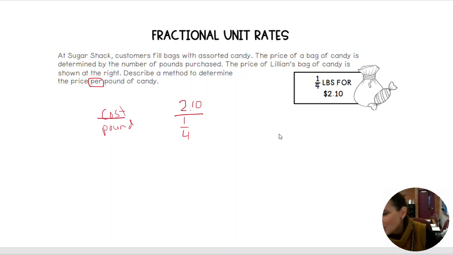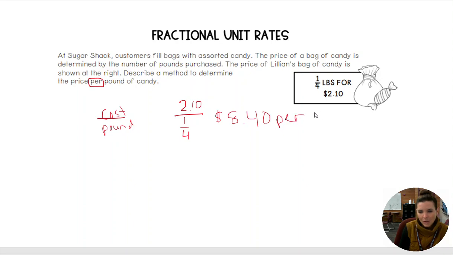Now, lucky for you, you get to use a calculator. We talked about that on Friday. So you do not have to do all of this work by hand. So if you do $2.10 divided by 1/4, you get 8.4. Okay, so this would be $8.40 per 1 pound. Sorry, my writing's not very good with this little pen. So $8.40 for 1 pound.